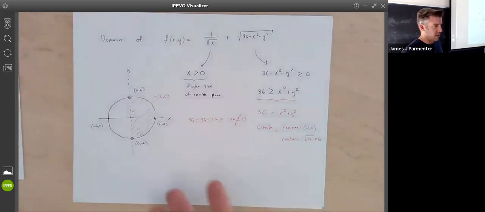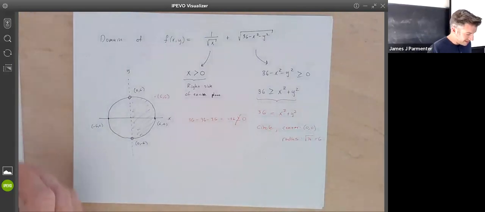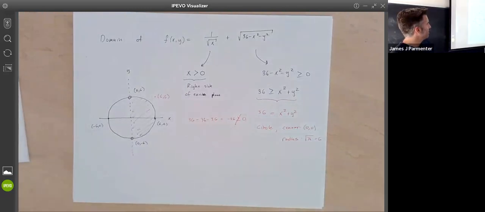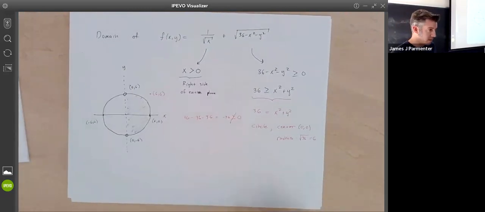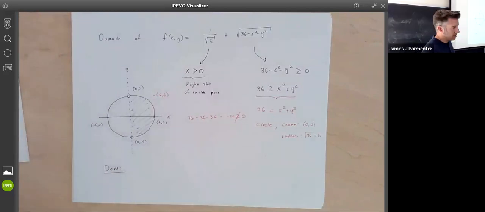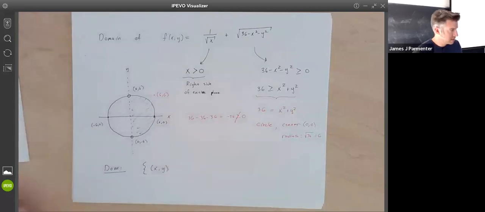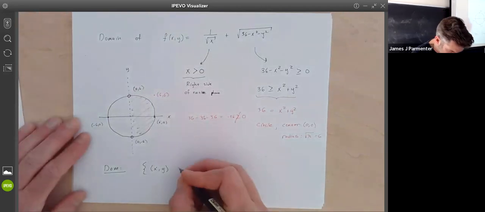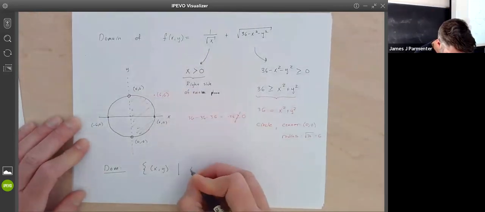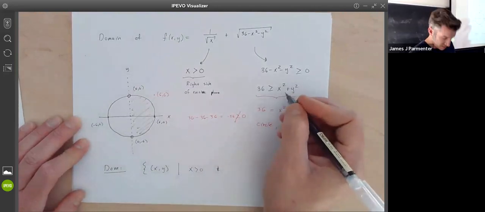So other questions about this particular problem? Okay. That's an excellent question. So it's kind of annoying the way you write the domain for these functions of multiple variables. The way I would write the domain, and the way that you should write the domain, is the set of all coordinate pairs x, y, such that the things that need to be true are true, meaning such that x is greater than 0 and x squared plus y squared is less than or equal to 36.